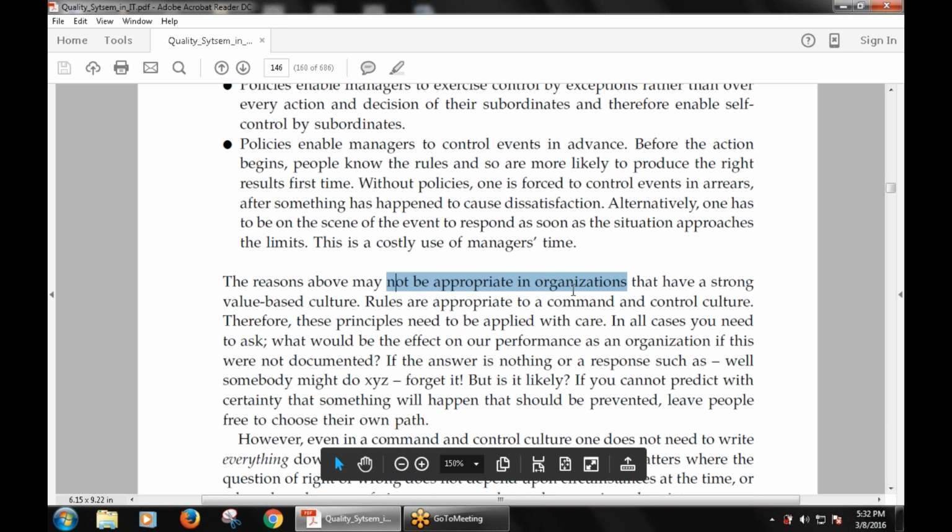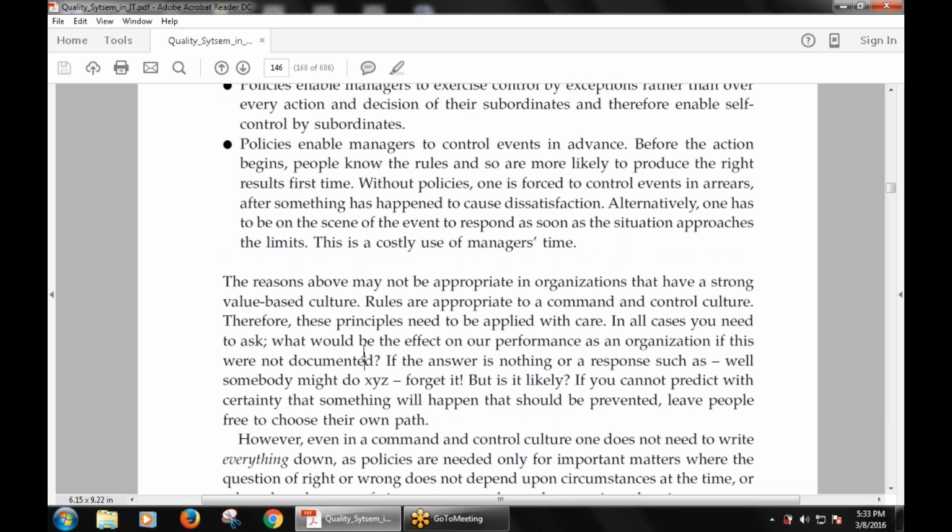The reasons above may not be appropriate in an organization that has a strong value-based culture, and rules are appropriate to a command and control culture. So what rules are appropriate to the command and control culture? Therefore these principles need to be applied with care in an organization that has a strong value-based culture.